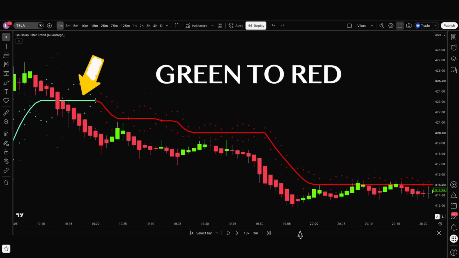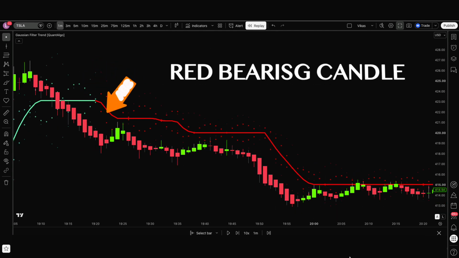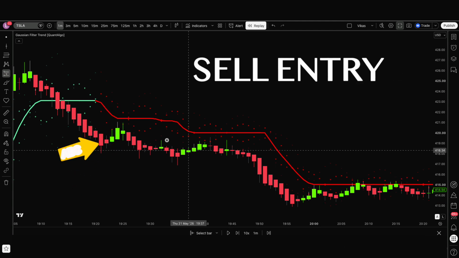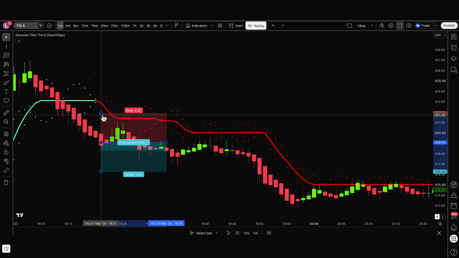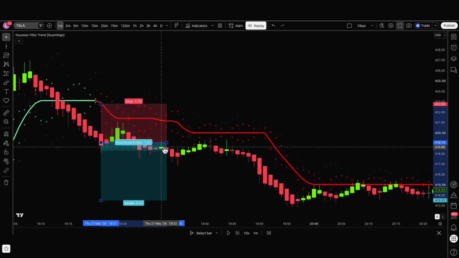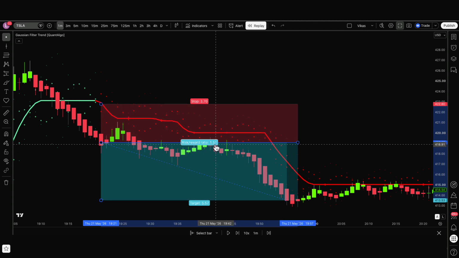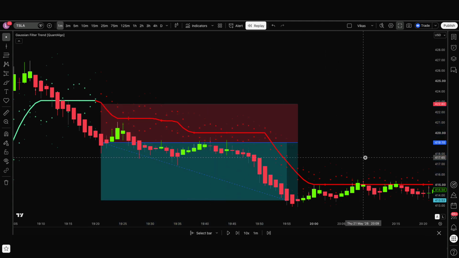Here, this line changed color from green to red. Further ahead, we see a red bearish candle. So, we need to take an entry on this red candle. Here are some initial examples that you can easily understand. This trade resulted in a win with a 1 to 1.5 risk-reward ratio.